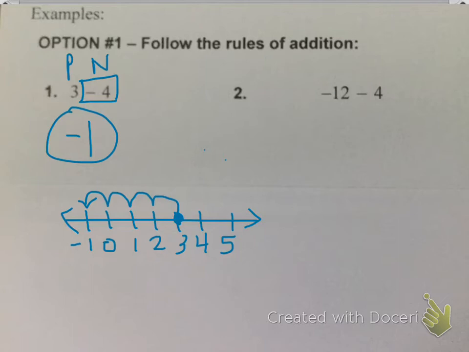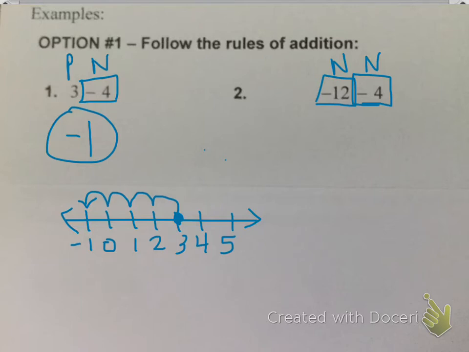Let's take a look at number 2. Number 2, I have negative 12 minus 4. That's the problem. Is 12 negative or is it positive? Well, 12 is a negative. And then we can think of this as a minus 4, subtract 4, or a negative 4, so that is also a negative. Do I have same signs or different? Well, I have two negatives, so I have same signs, add. Remember our addition rules: same signs add, different signs subtract, take the sign of the larger number.